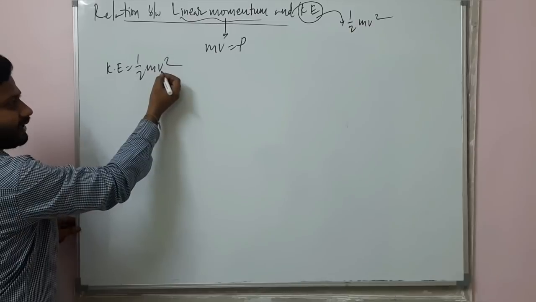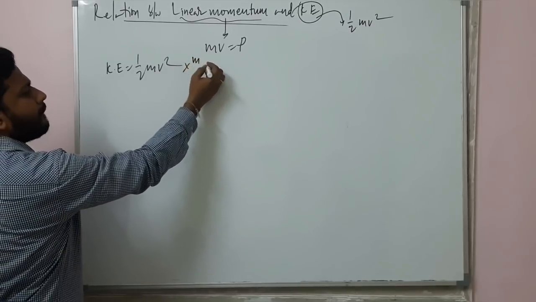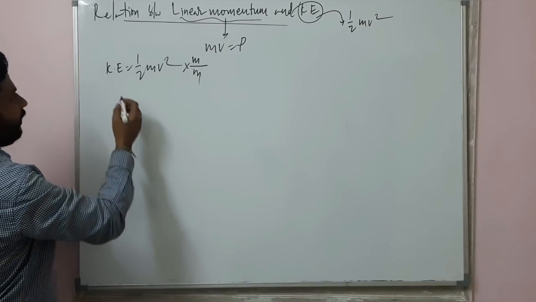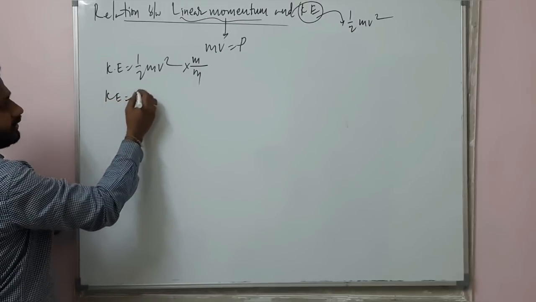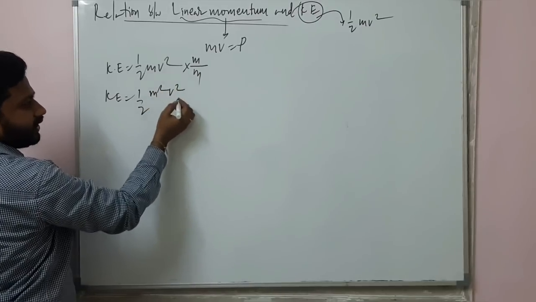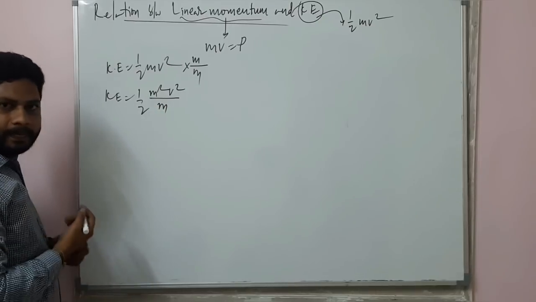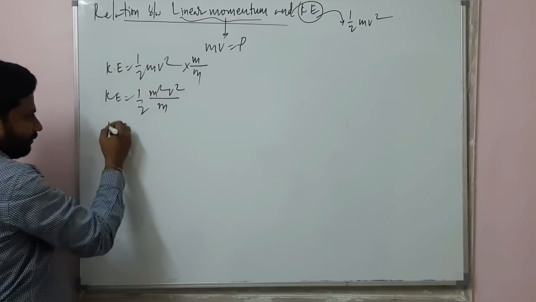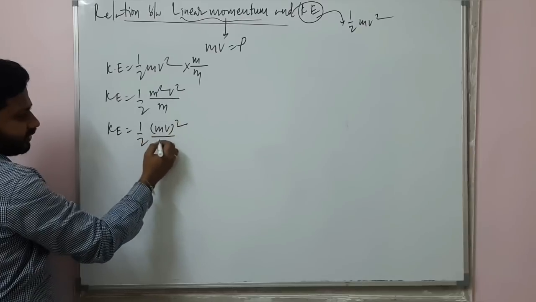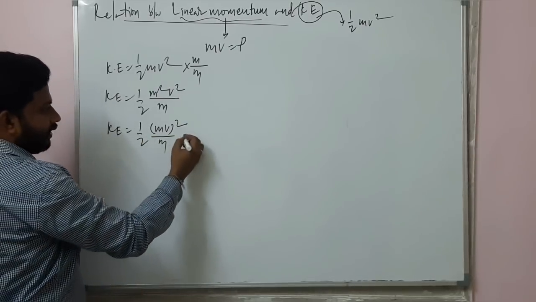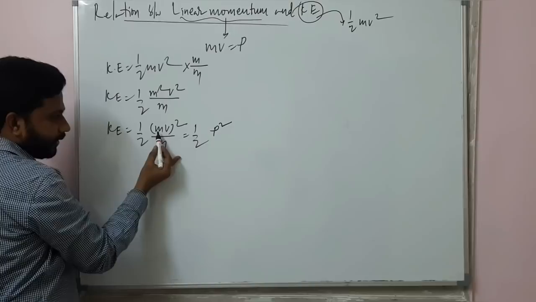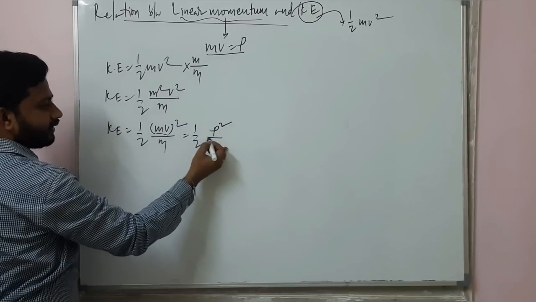Here, for this kinetic energy, I'm just multiplying and dividing with mass. Why? You'll understand now. So the same kinetic energy I can write as half into, in the numerator, m into m, it's m square, v square is already there in the numerator, and in the denominator it will be m. Here, the same kinetic energy I can write as half into mv whole square divided by m, right? Half into mass into velocity, which is linear momentum, whole square. Clear? M into V is what? Linear momentum square divided by M.